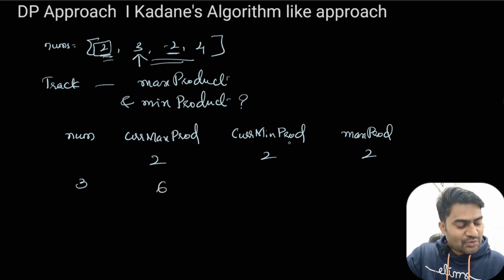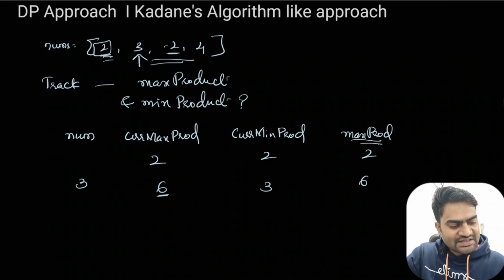Then for my minimum product, again I will take the current number and check by multiplying it with the current minimum product, which is 2. Out of these, 3 is the minimum, so I will take 3 as our current minimum product. Now if you check, the current maximum product is greater than our maximum product, so I will simply update my max product.